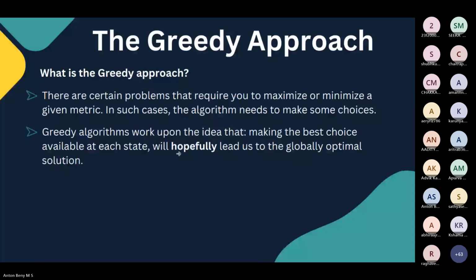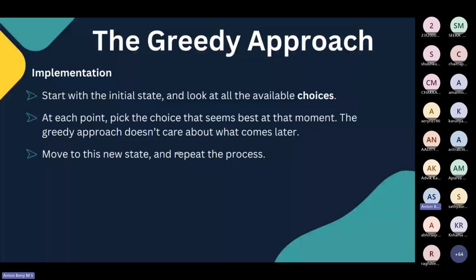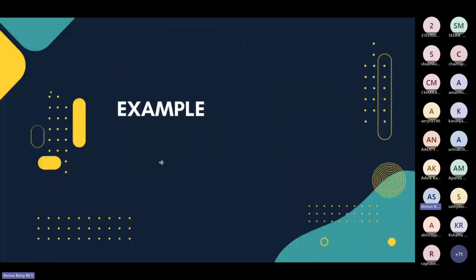But for now, let's see what a general greedy approach looks like. You start with the initial state, and from there you look at all the available choices. At each point, you pick the choice that seems best at that particular moment. The greedy approach doesn't care about what comes later or what has come before. You choose the best option at that moment, go to the new state, and repeat the process until you have reached the end of your states. Let's look at an example of how this works.